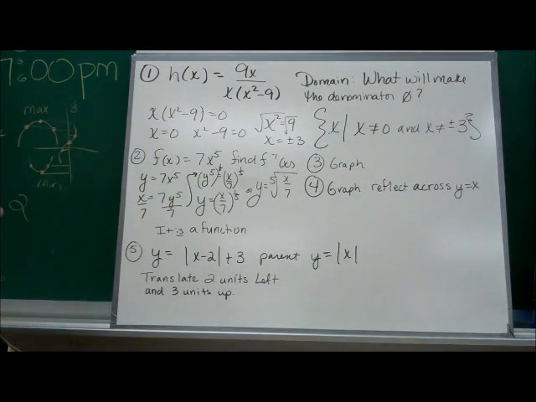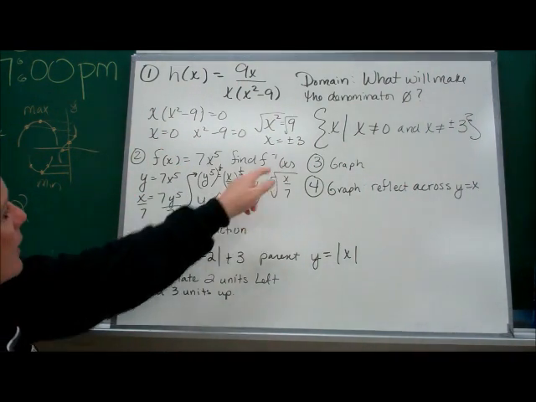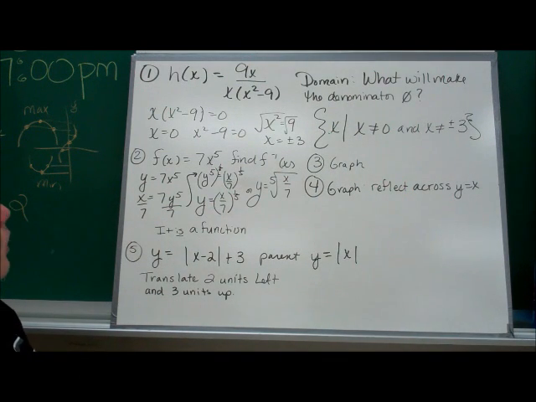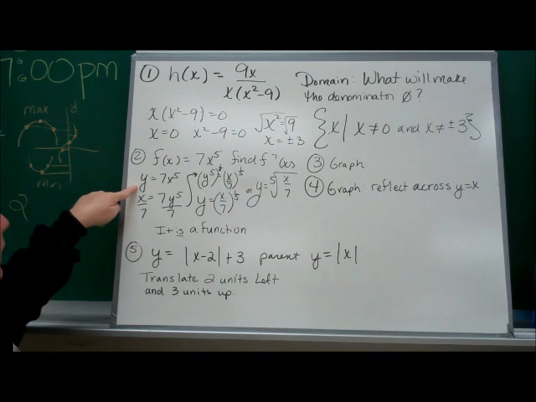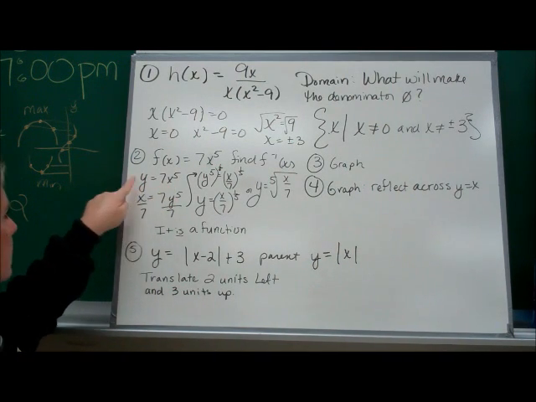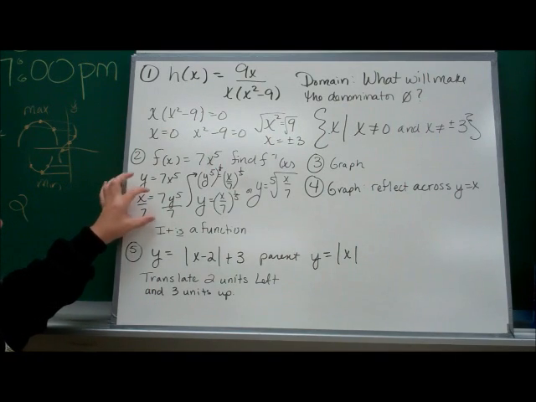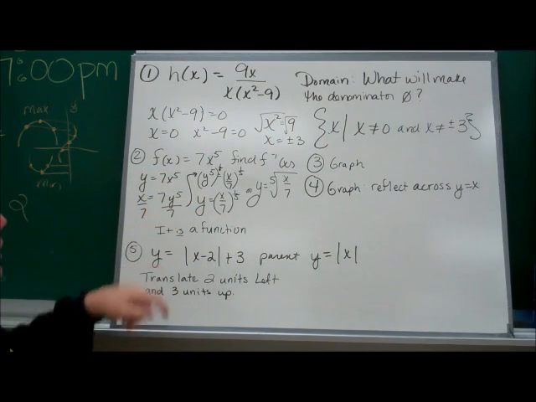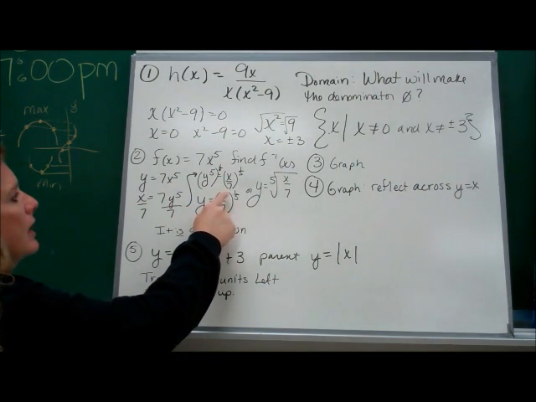There's your domain. Number 2, given f of x is 7x to the 5th, find f inverse. Well, you change the f of x into a y, then you switch x and y, and solve for y. Okay, that's this process here. We get y to the 5th equals x over 7.